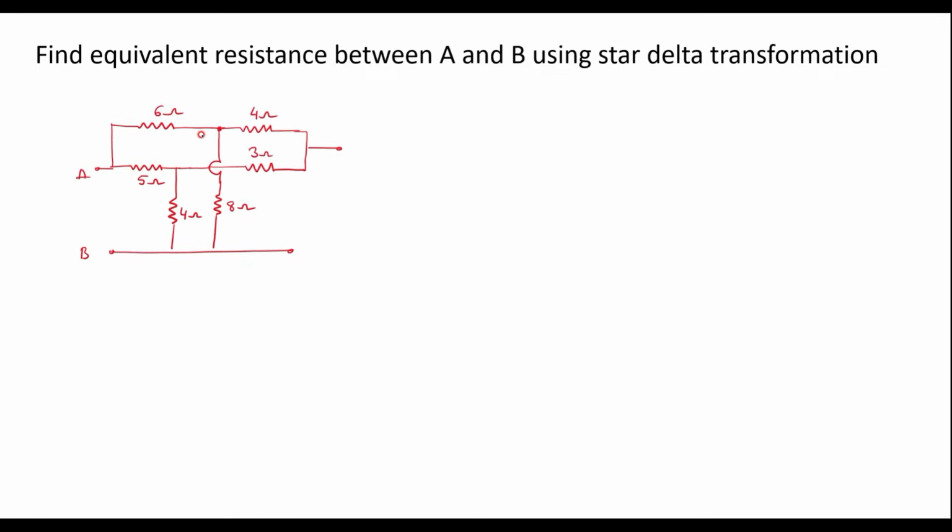So first consider the star connection, that is 6 ohm, this is 4 ohm and this is 8 ohm. We'll try to convert this into delta. The delta connection looks like this. Here we'll get one resistor, here one resistor and here one resistor. Let's call these R1, R2, R3.